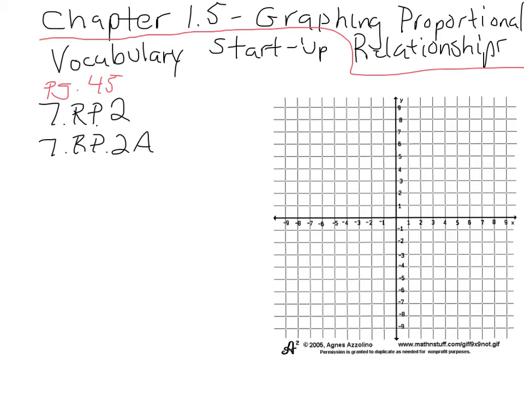We are going to be discussing graphing proportional relationships, lesson 5 of chapter 1. So please make sure you have your book open to page 45. Okay, we have two standards here, and basically in a nutshell what those standards are saying is that we're going to be able to identify if some quantities are proportional using a graph, like you see on the right, or using a chart. So let's start with the vocabulary.